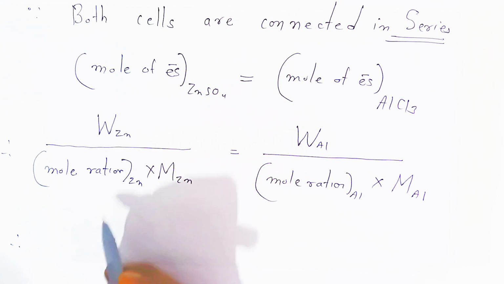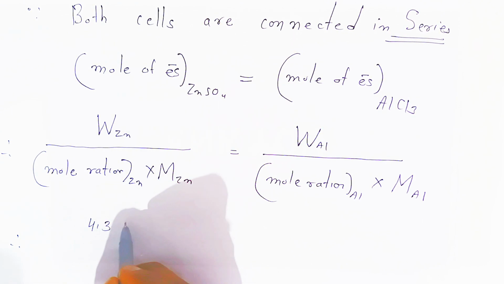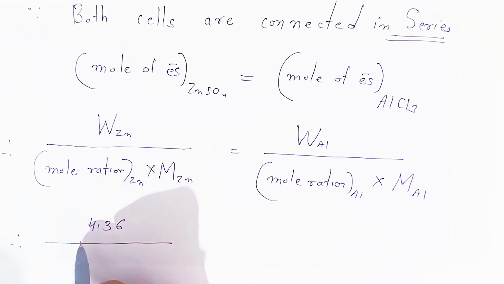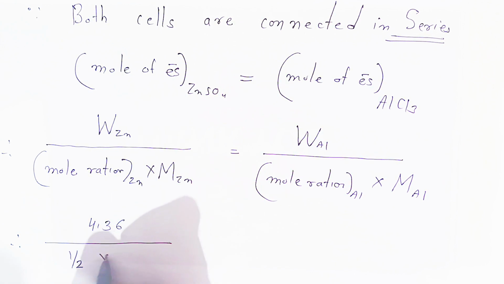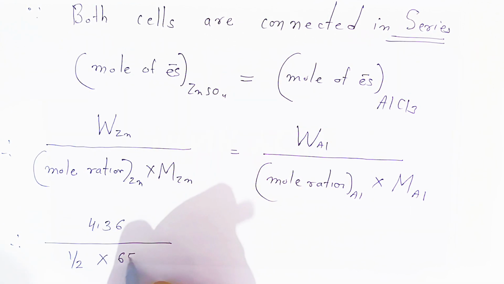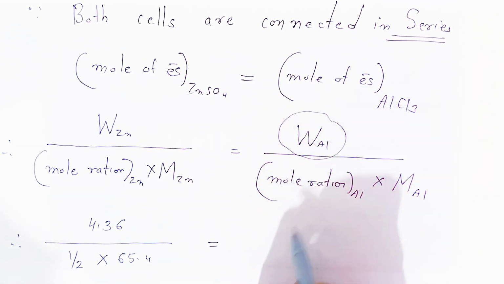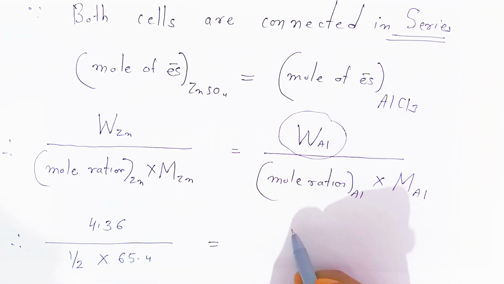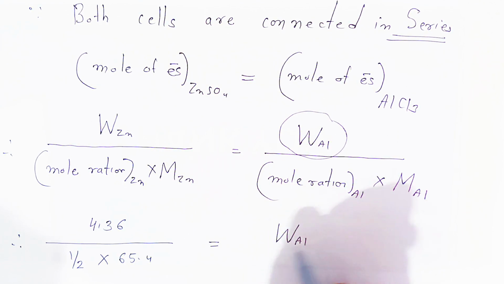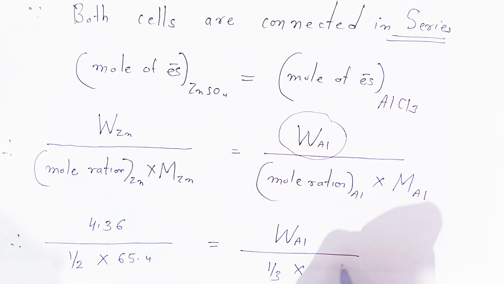Now, students, just substitute the value. What will be the weight of zinc, students? It is given 4.36. Mole ratio of zinc is 1/2, and molar mass is given 65.4. Equal we will write as it is, because we have to calculate the weight of aluminum deposited at cathode. So, students, we have to write this as it is. Now, mole ratio of aluminum is nothing but 1/3. Molar mass of aluminum is also given, that is 27. You have to just multiply and just cross multiplication, students, you will get the answer.